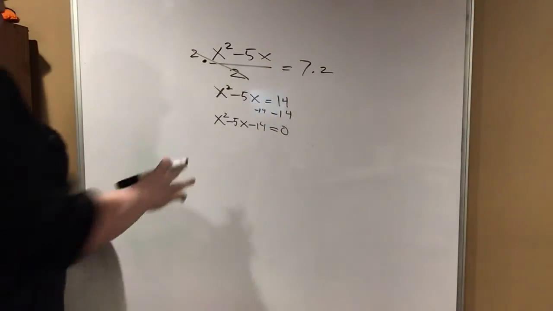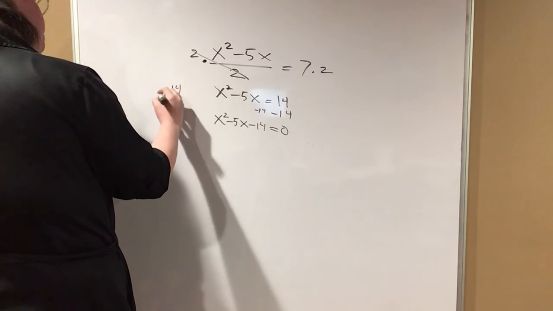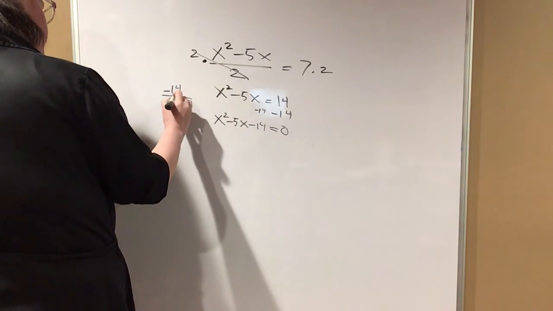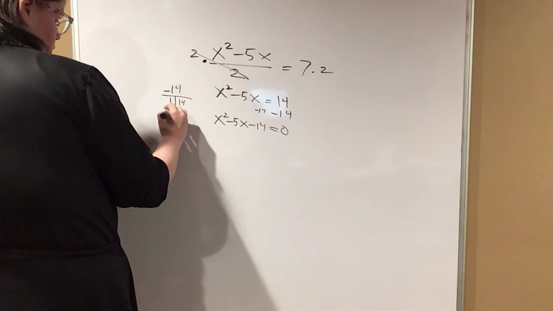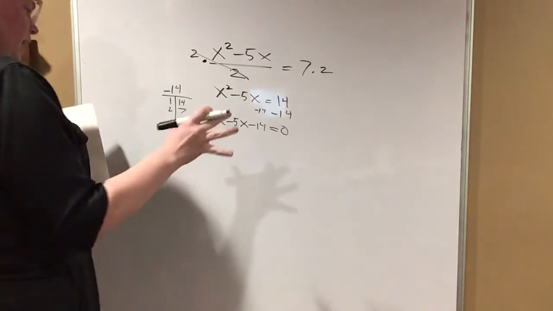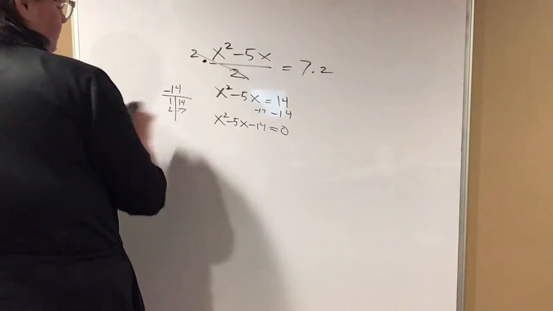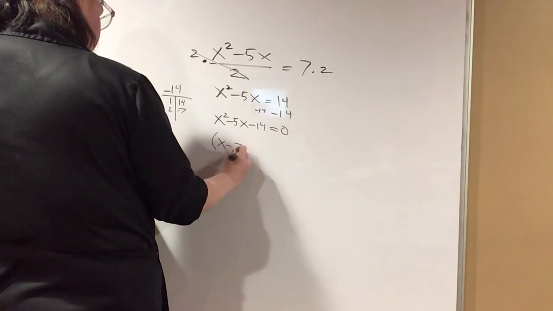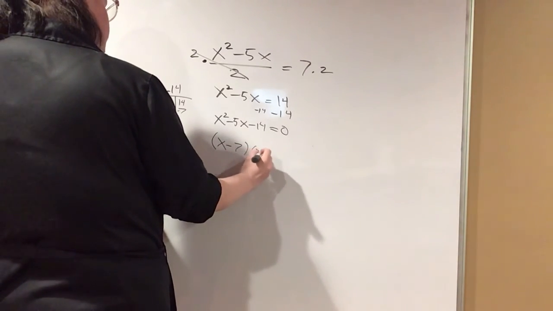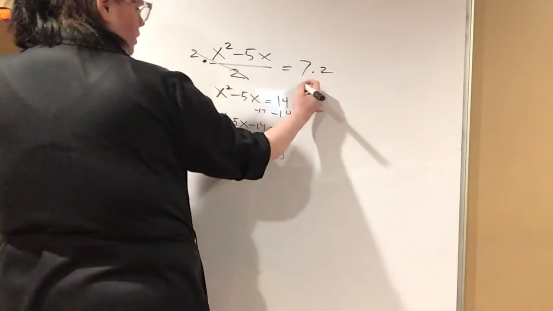So now multiply my a and my c. So I get factors of a negative 14. And they have to add up to a negative 5. So I know I have 1 and 14 and 2 and 7. And then if they have to add up to a negative 5, I know my 7 has to be negative. Now I just put it into the parentheses as x minus 7 and x plus 2. And then we just set them equal to 0.